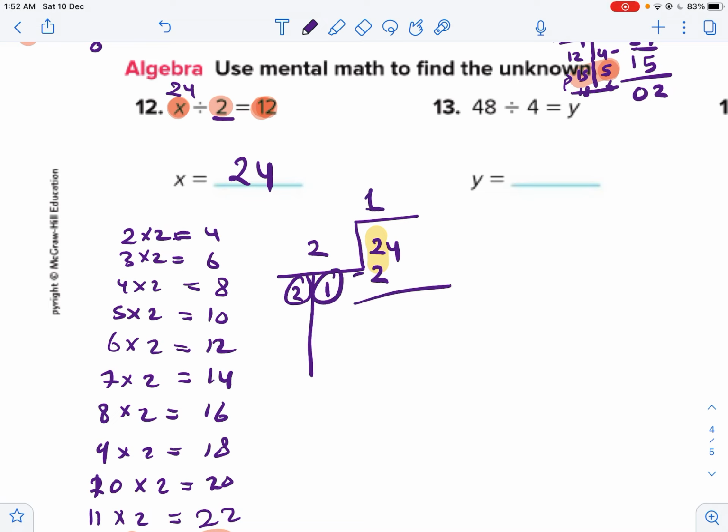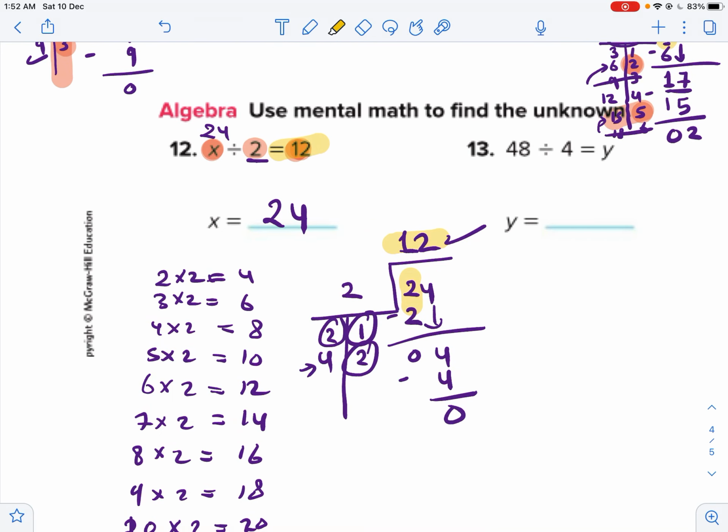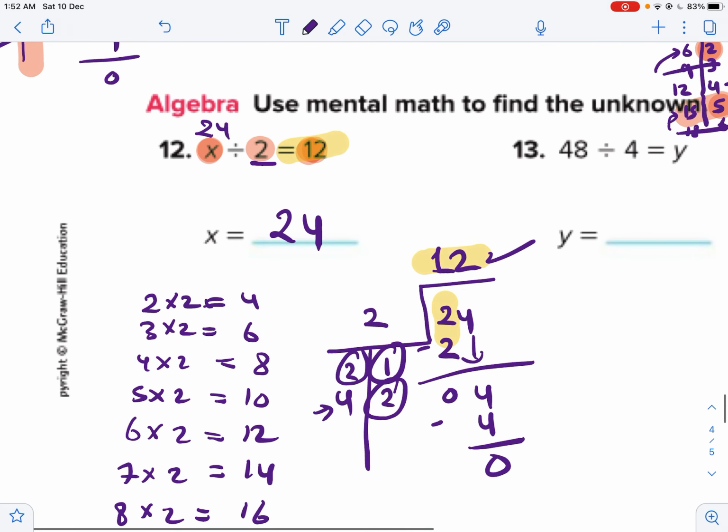Now we subtract. 2 minus 2 is 0, then we drop the 4. Now we look for the 4. 2 times 2 is 4, so here we are, we found it, and the hero this time is 2. Now we subtract. 4 minus 4 is 0, so this is correct, the answer is 12, just like it's written here. So basically, to solve this problem we take this 12 and we multiply it by 2.